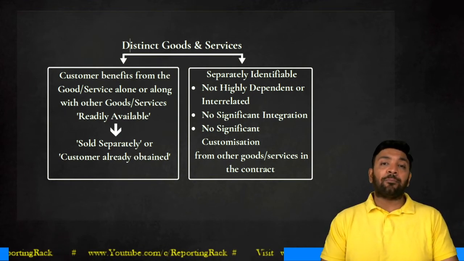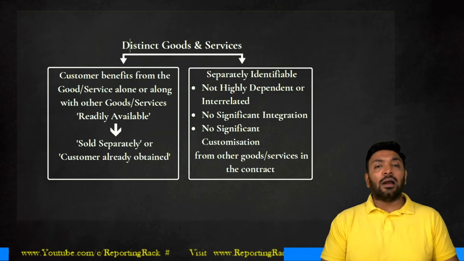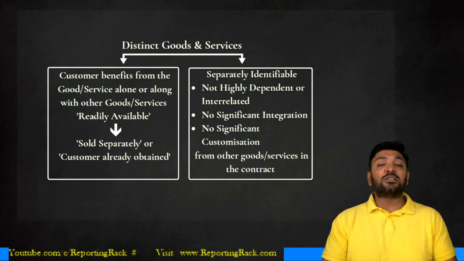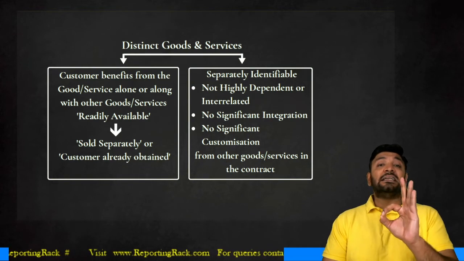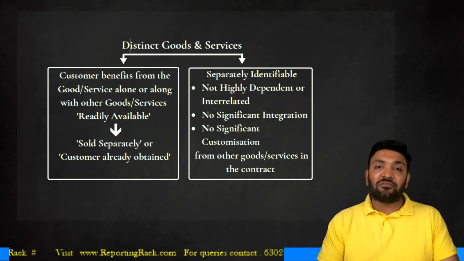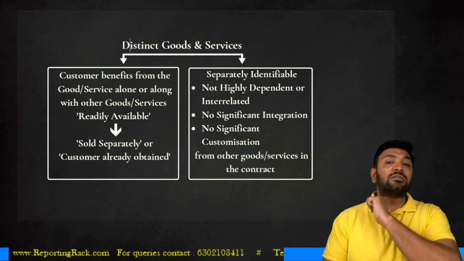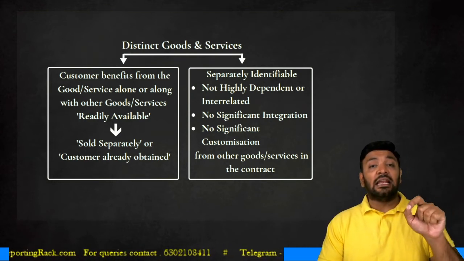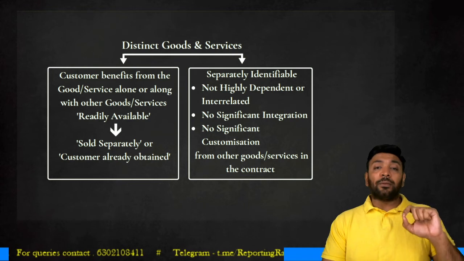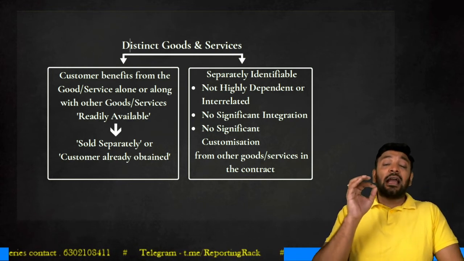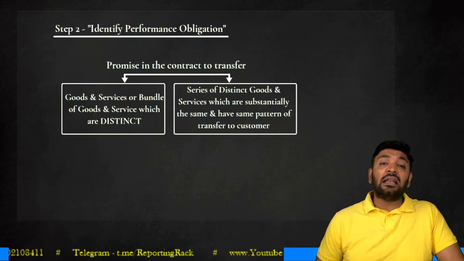But this mobile cover which I am purchasing from the supplier, I can purchase it from anywhere else as well. There are so many websites which offer mobile phone covers. Therefore, this particular mobile phone cover can be considered as a distinct good, and cannot be combined with the mobile phone by itself. Clear? So these are goods and services which are distinct. That means they benefit the customer by themselves or with other resources which are readily available. What do you mean by readily available? They can be sold separately, or they are already obtained by the customer, or they can be separately identified. This was my first part, where goods and services are distinct.